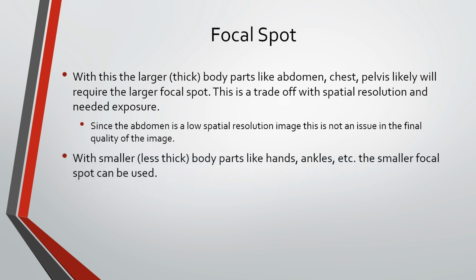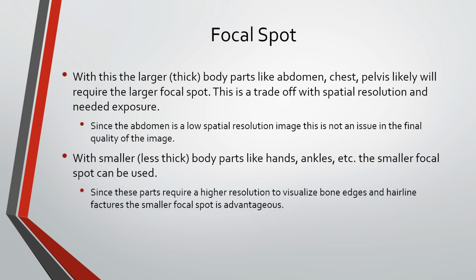With smaller, less thick body parts like hands, ankles, etc., the smaller focal spot can be used because we don't need as much technique for these body parts because they're not as thick. Since these parts require a higher resolution to visualize bone edges and hairline fractures, the smaller focal spot is advantageous. So this really works to our advantage anyways, right? It's almost like they designed the equipment for us to use it in a certain way that maximizes the output, which is a quality image, right?